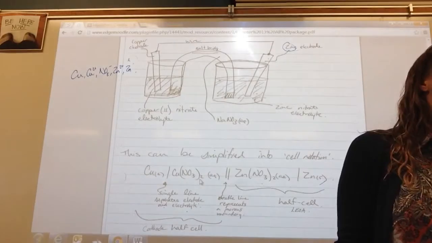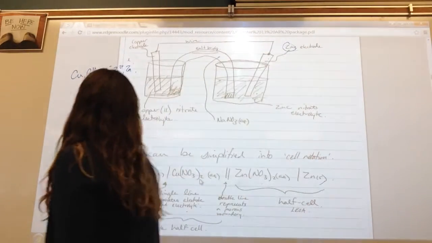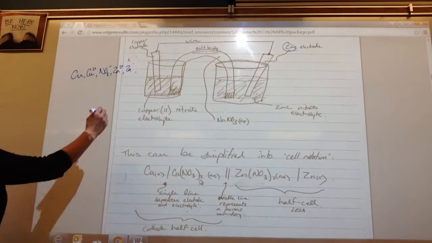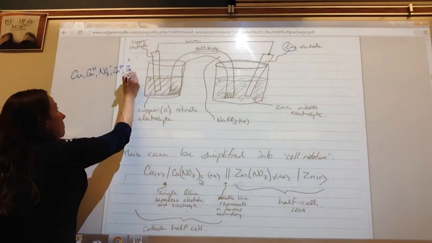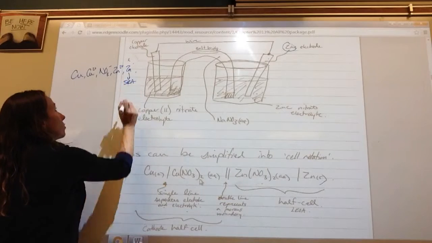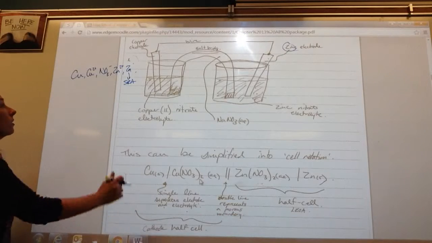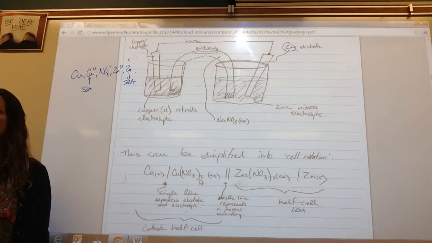Graham, what'd you find? Either one, or both. The zinc ion or the zinc solid? Solid. And the strongest oxidizing agent? Would be Cu2+. True. The Cu2+.